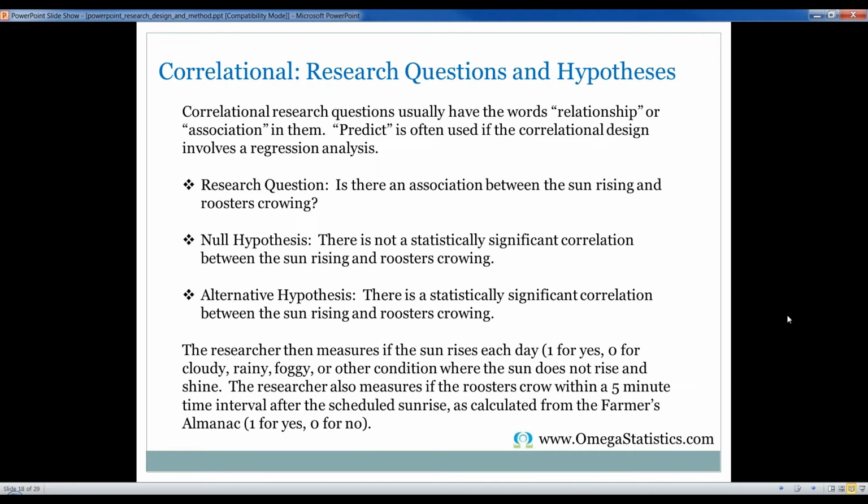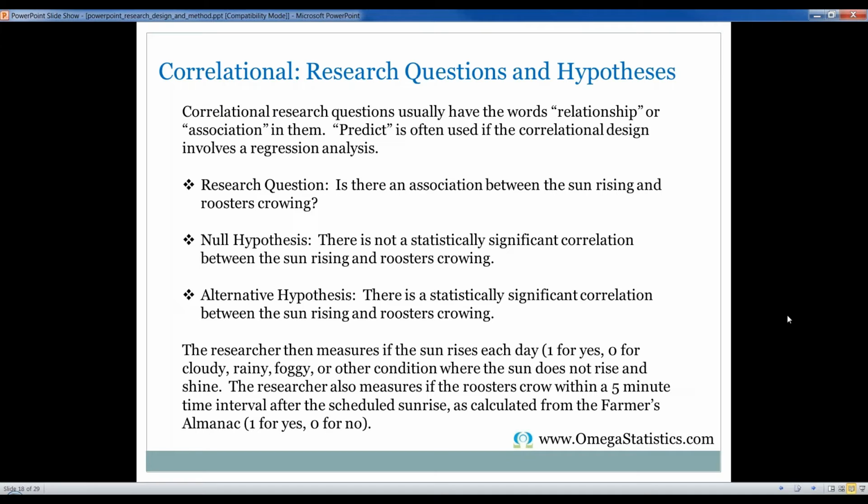Correlational. Correlational research usually has the words relationship or association. Predict is often used if there's a regression. You'll have predictors and you'll have a criterion. And criterion is your dependent variable or your outcome. Again, we have to have three names at least for everything, right? So in a regression model, the dependent variable is also the criterion and it's also the outcome. Okay, probably another name or two also.